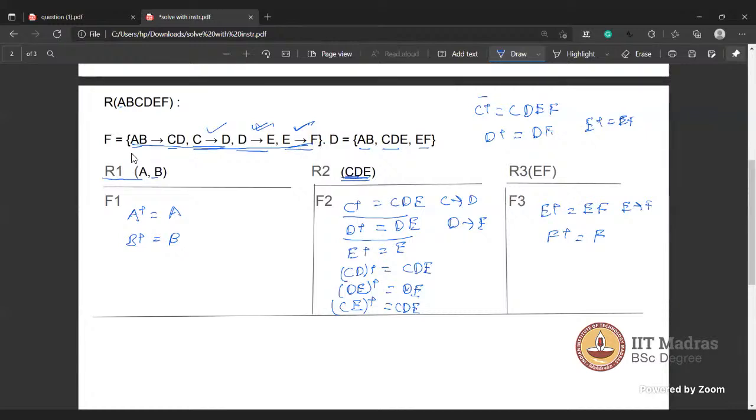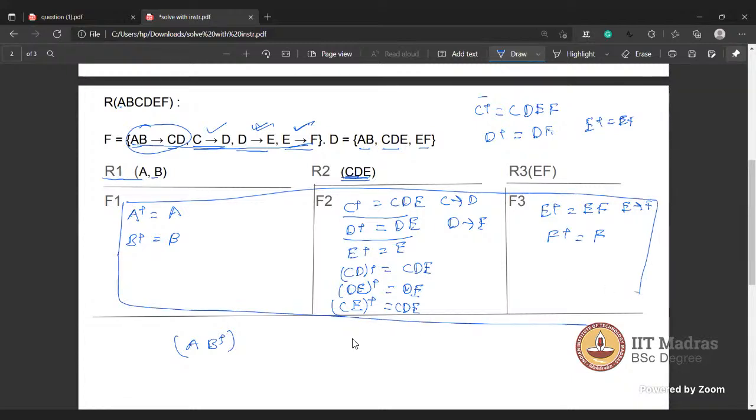Yes, sir. Then you have to see whether AB determines CD is preserved in the child table or not. So you have to find the AB closure with the help of this child table's functional dependencies. So what will be the AB closure? Only AB. So AB determines CD is not preserved in the child table. So we can say that this decomposition is not dependency preserving.